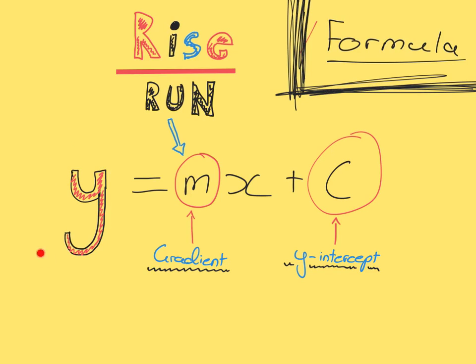Now, as usual, y is our answer for sketching linear graphs. And to get this answer, we have to do mx plus c, with m being our gradient and c being our y-intercept, and m equal to our rise over run. And I'll show you what that is and how to work this out in the next slide.